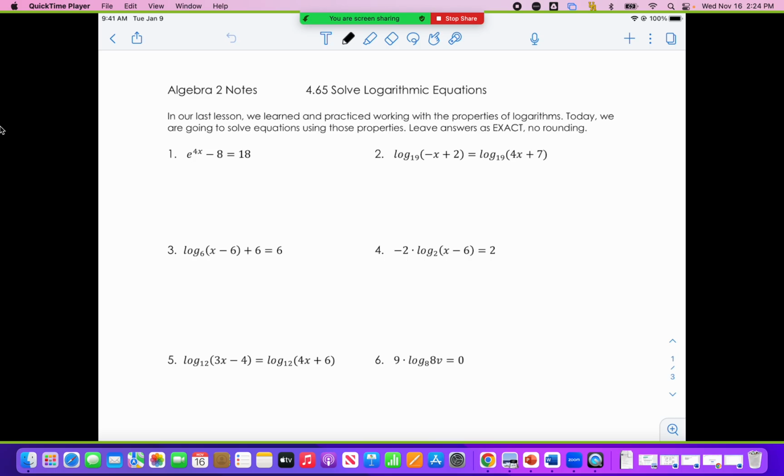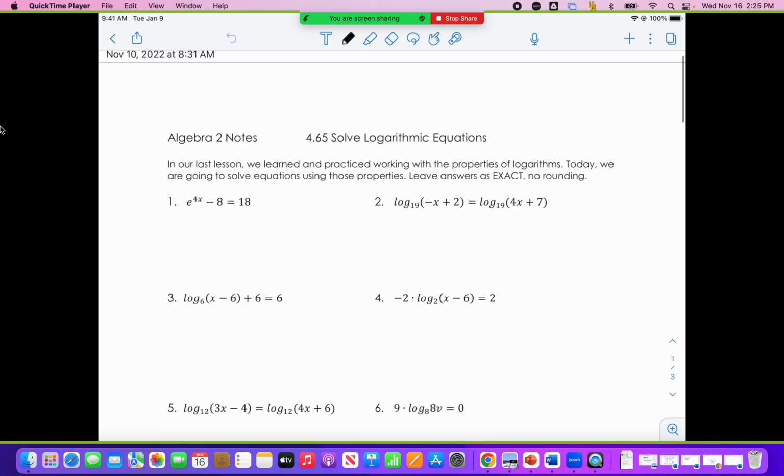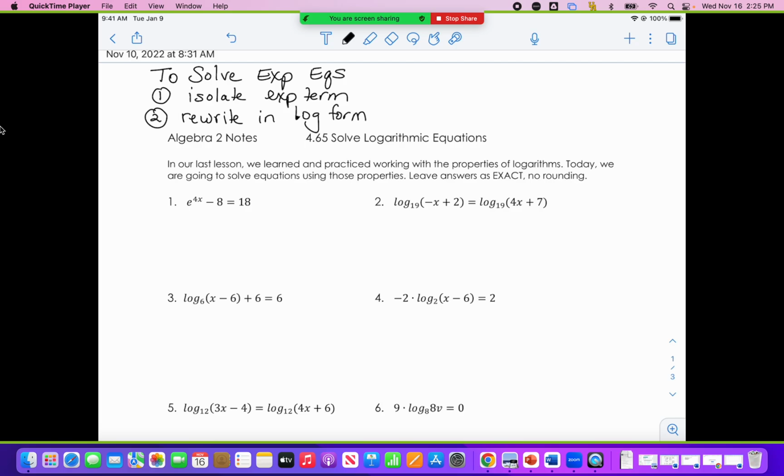going to start off with an exponential equation and then work our way to logarithmic equations. So we're going to write this down. To solve exponential equations, step 1, isolate your exponential term. Step 2, rewrite in log form. Then you should be able to solve from there.